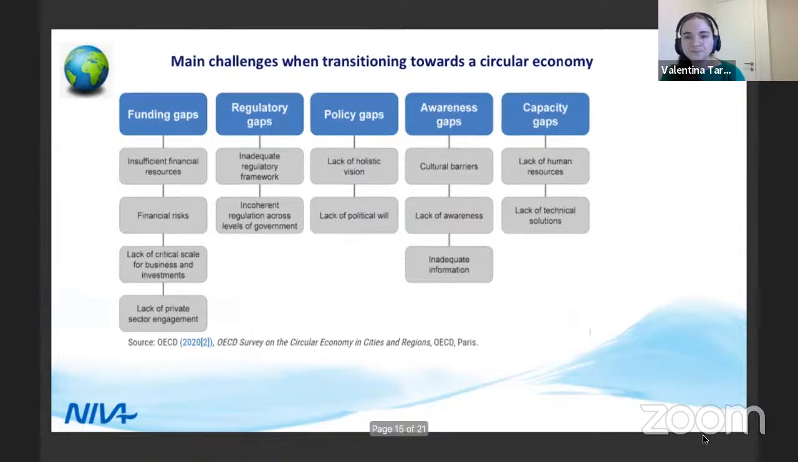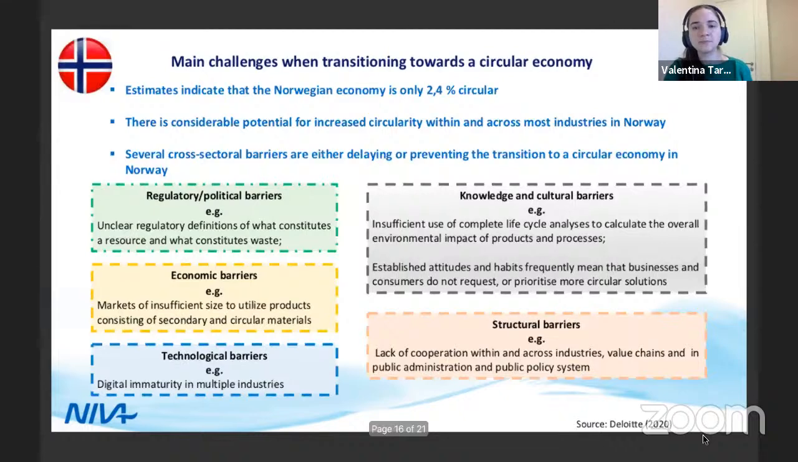Next slide, please. The transition to a circular economy does not come without obstacles. And this has been made very clear by a recent study conducted by the OECD in different cities and regions of the world. The main challenges when transitioning towards a circular economy can be grouped along five thematic areas: financing gaps, regulatory gaps, policy gaps, awareness gaps, and capacity gaps. Next slide, please.